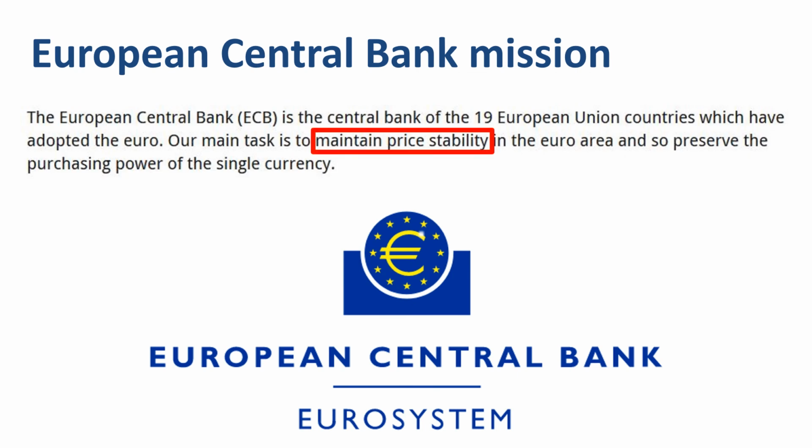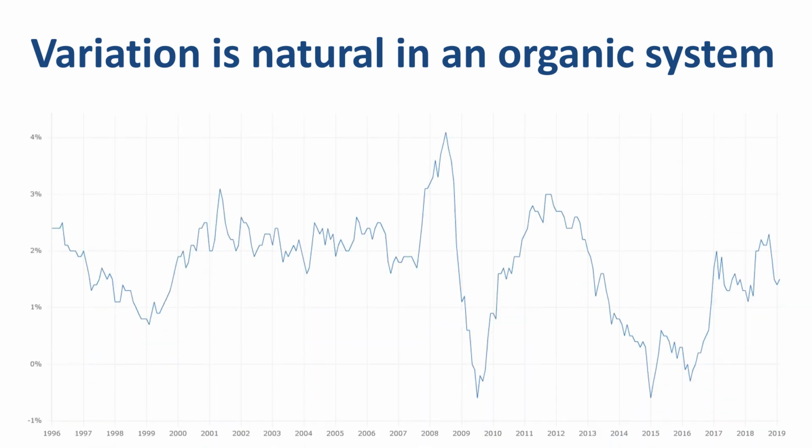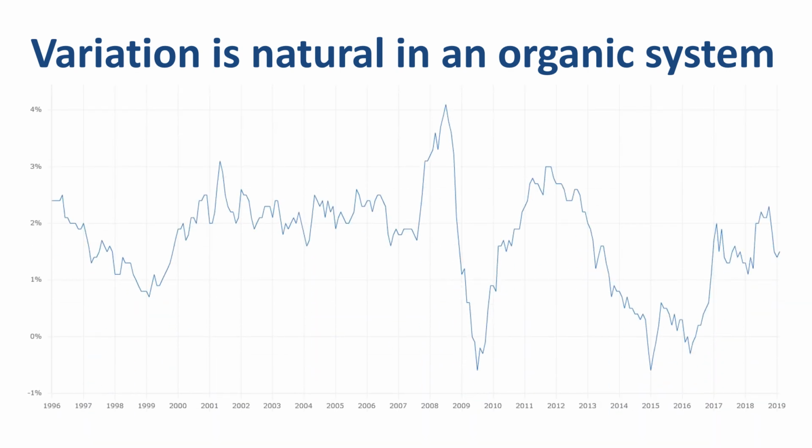That doesn't mean inflation should be micromanaged to the decimal point. Some variation is natural in an organic system like the economy. Too much top-down forced stability may even lead to economic blow-ups.